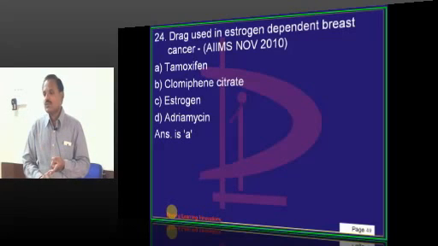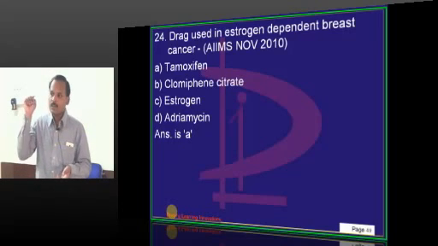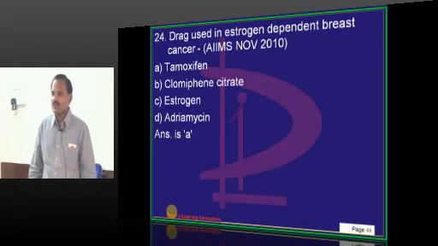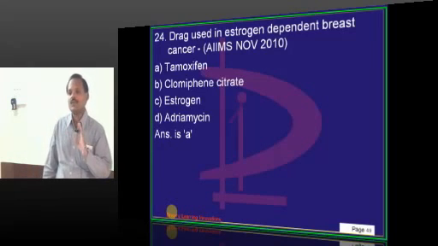It can be used in estrogen receptor negative, it can be used in estrogen receptor positive, it can be used in premenopausal women with cancer, it can be used in postmenopausal women with cancer, it can be used not only for treatment, it can also be used as prophylaxis of cancer. So, these many points are there about tamoxifen on which one or the other PG entrance question is definitely framed.